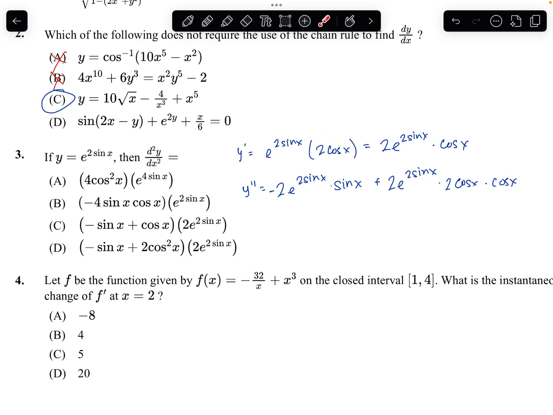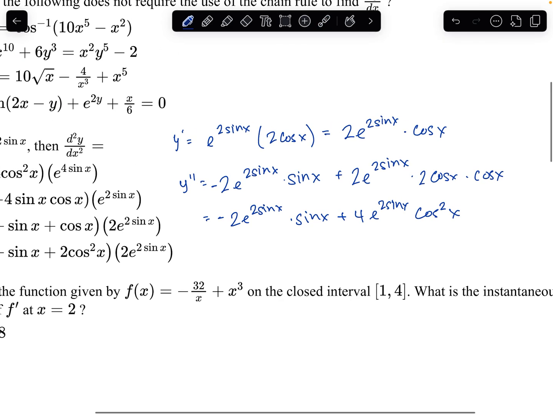So now what they're probably doing is factoring out the e to the 2 sine of x, and maybe even factoring out the 2. So this is negative 2 e to the 2 sine of x times sine of x, and then plus 4 e to the 2 sine of x times cosine squared of x. The only thing that has cosine squared of x is this part right here. So I think it's going to be D.